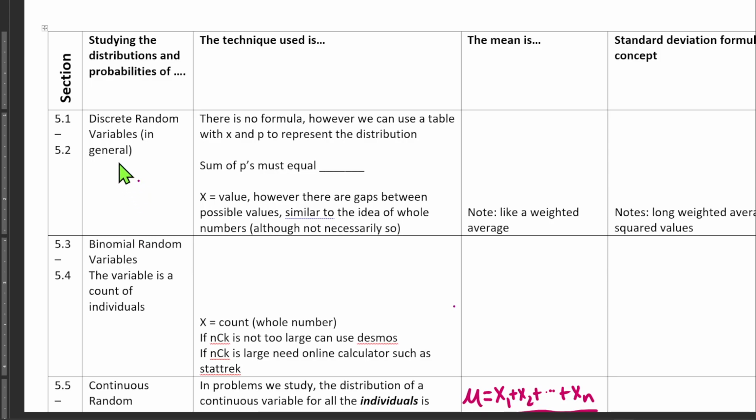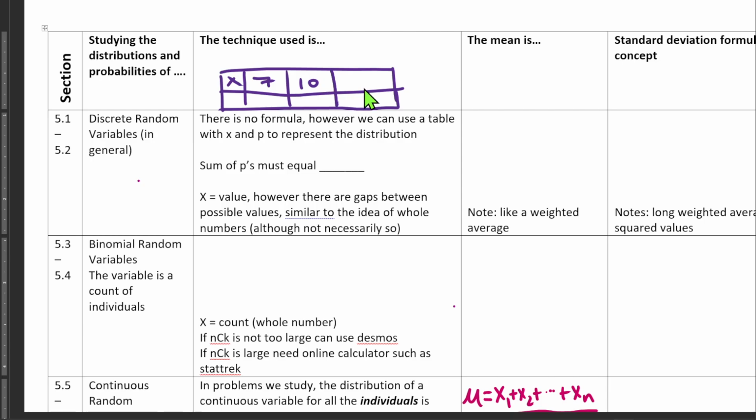So the very first section was the idea of a discrete random variable. And the best example of this is, for example, menu items. So what happens when you have a menu is things generally cost a certain amount. So let's say it's a simple sandwich shop. You could have a $7 sandwich, you could have a $10 sandwich, or maybe there's an $11 sandwich, and you choose between those three options.